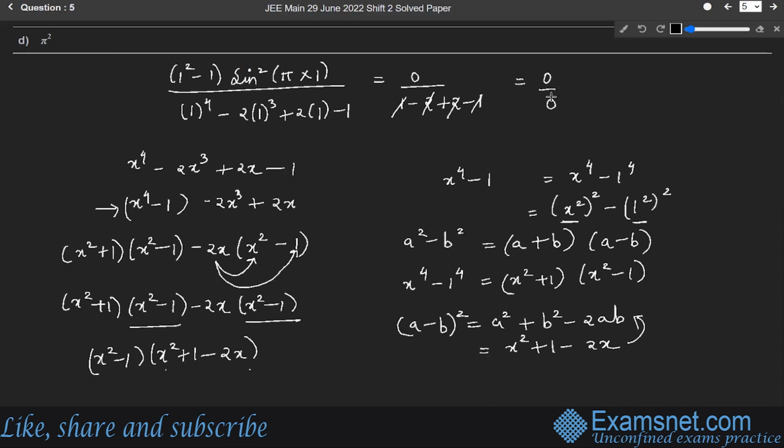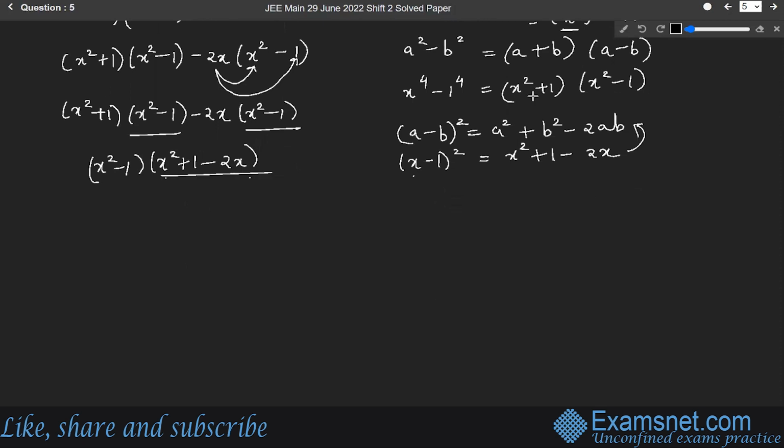It means that this expression is equal to (x minus 1) whole square, right? Because (x minus 1) whole square is x square plus 1 minus 2 into x into 1, that is minus 2x. So in the place of this expression, we can write what? (x minus 1) whole square. Firstly, we have x square minus 1, and now x square plus 1 minus 2x can be written as (x minus 1) whole square. Okay, so we have simplified the denominator.